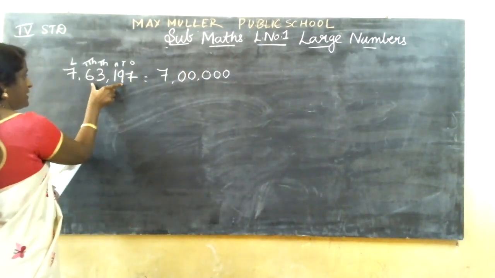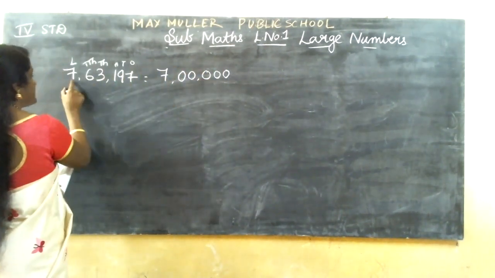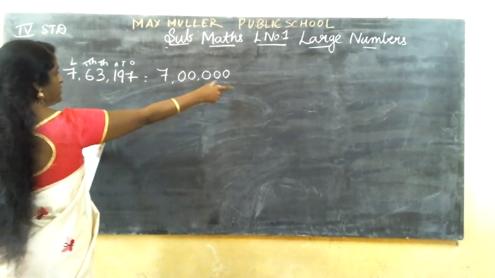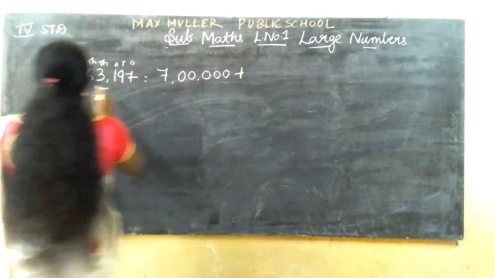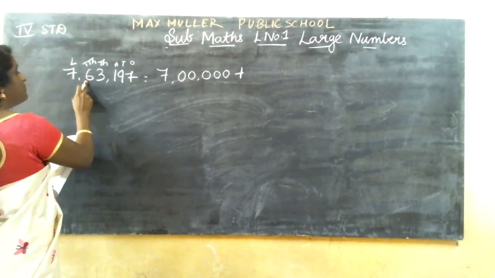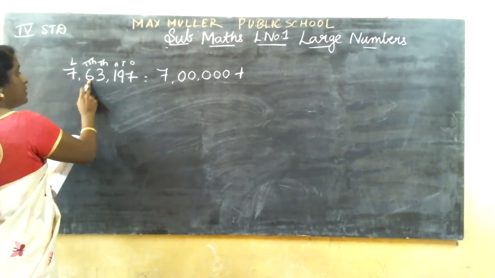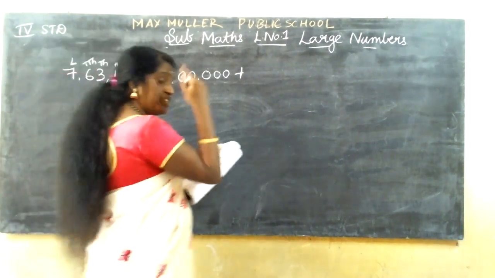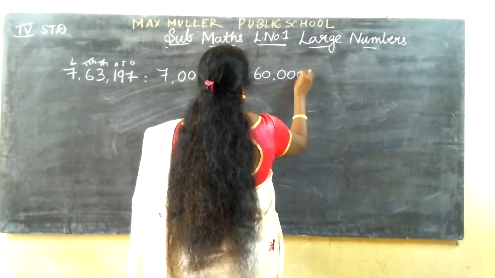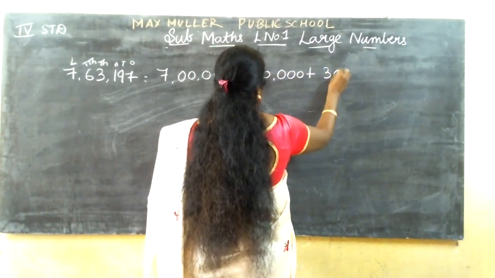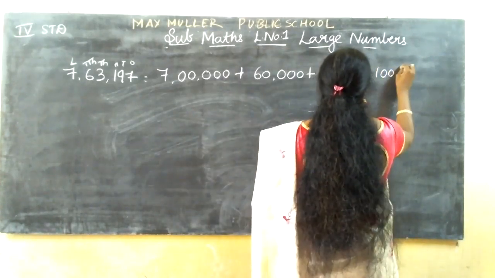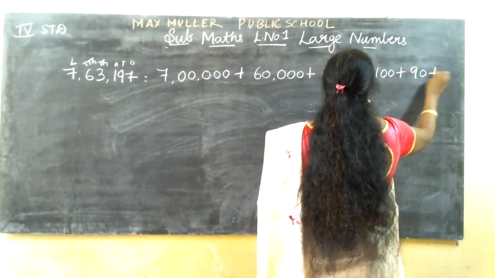How many zeros should you put? That many zeros. Then only this is lakh. See, thousands place, hundreds, tens and ones. Plus, in the 10,000 place, which number is there? 6, so 60,000. It will be pronounced 63, no? So 60,000 plus 3,000 plus 100 plus 90 plus 7.